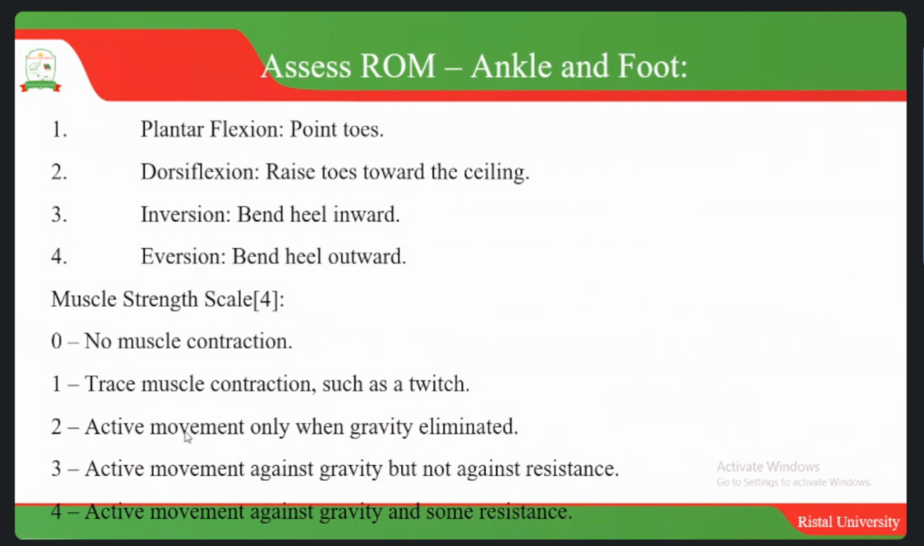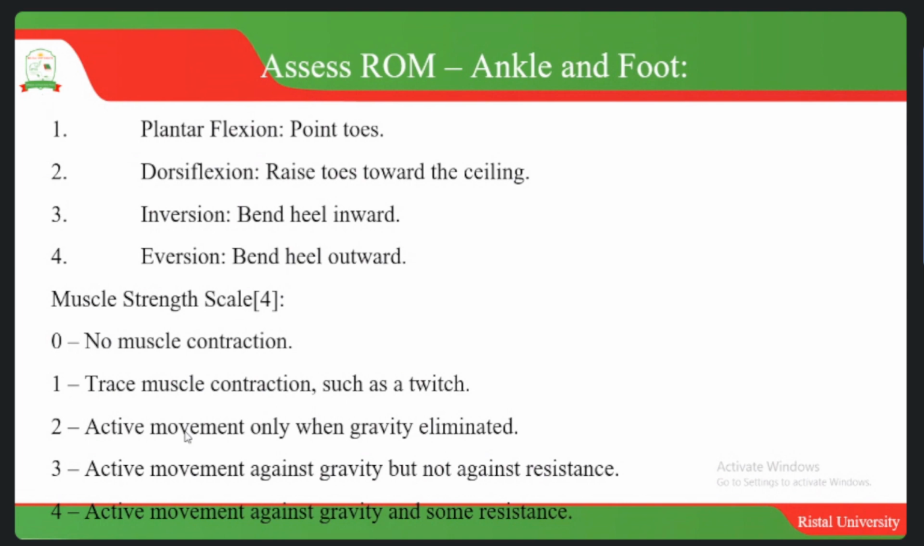Ask for movement against gravity, but not against resistance. Then you also try to tell the patient, can you lift your leg? The patient can try to lift, and then you observe as he's lifting, and also tell him, can you lower it down? Then you observe when he's lowering it down. Does it go just in a very fast way, or does it go slowly, gently, until it reaches back to the ground?